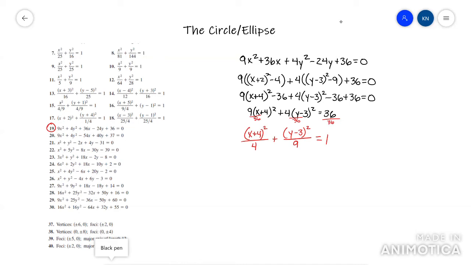So now that I'm here, I realize that I'm dealing with an ellipse because one of these is over 4 and one of them is over 9. So I have an ellipse. My center of the ellipse is at negative 4, positive 3.